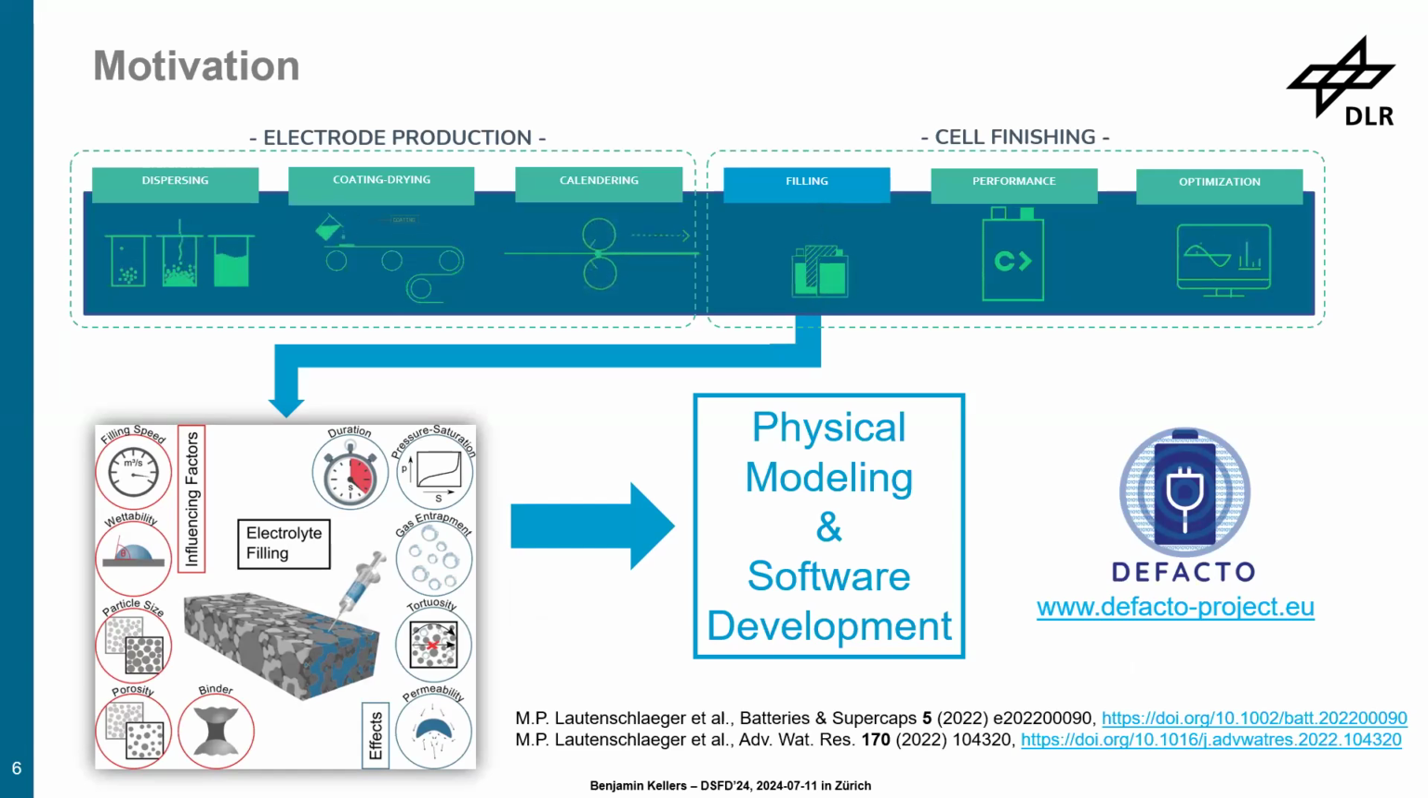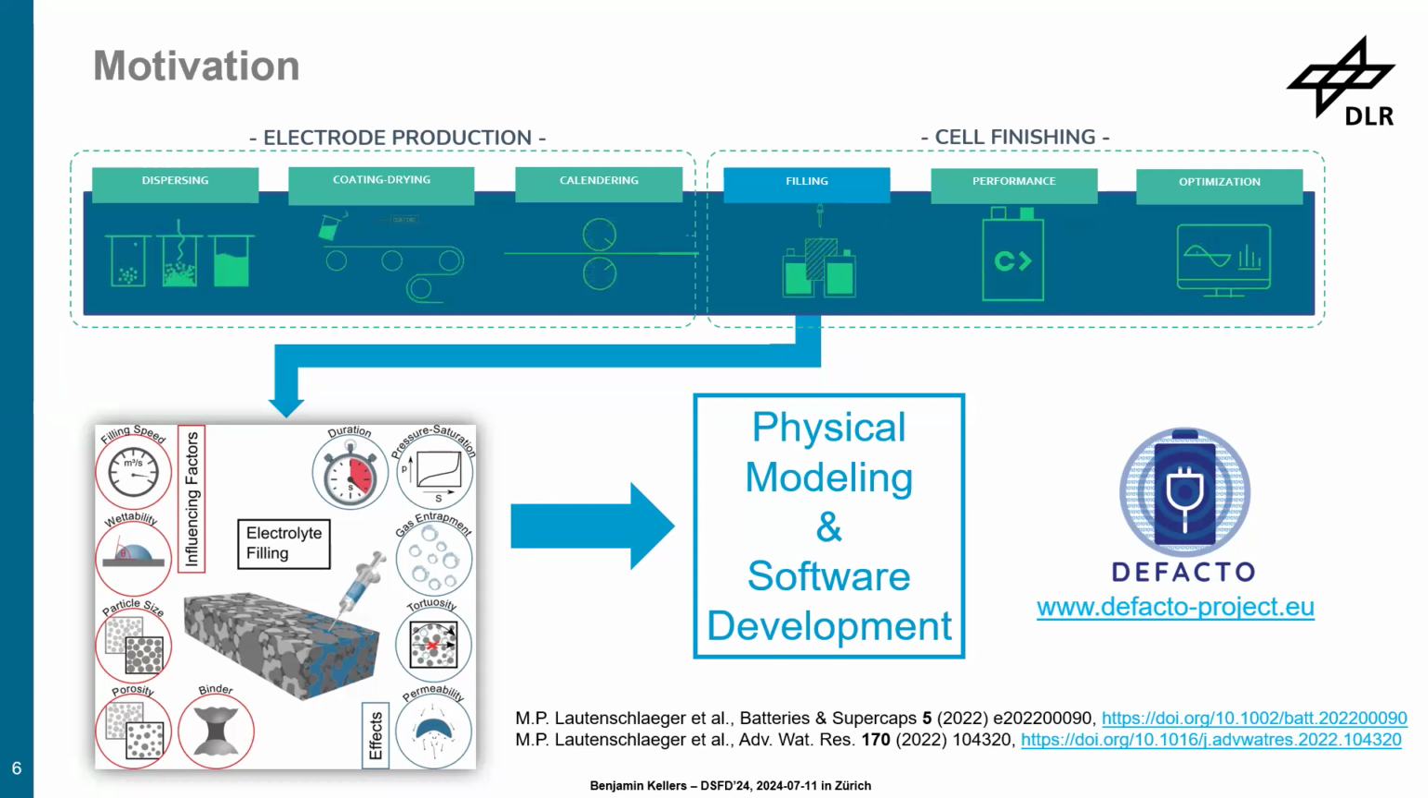So once the electrodes are manufactured, they have to be filled with the liquid electrolyte. And we want to model this step because it is very difficult to investigate that with experiments. So nobody actually knows what is going on inside the battery once it is filled. There are many parameters influencing that, of course, and there are many observations you can draw from that. And we are actually doing both. We do the physical modeling and we write the software to then run the models.